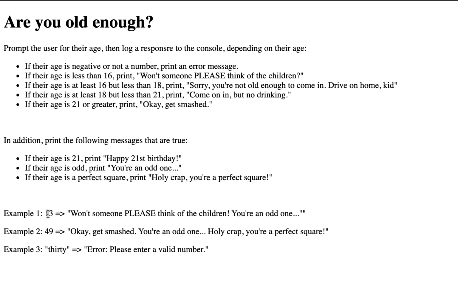Here are some examples. If the user enters 13, you should respond, "Won't someone please think of the children," and "You're an odd one," because it hit this route right here, under 16, and their age is odd. If the user enters 49, "Okay, get smashed," because they're over 21, "You're an odd one," because it's odd, and "Holy crap, you're a perfect square." You don't have to put my exact messages, just make sure you get it. Example 3, they type in the word 30: "Error, please enter a valid number."